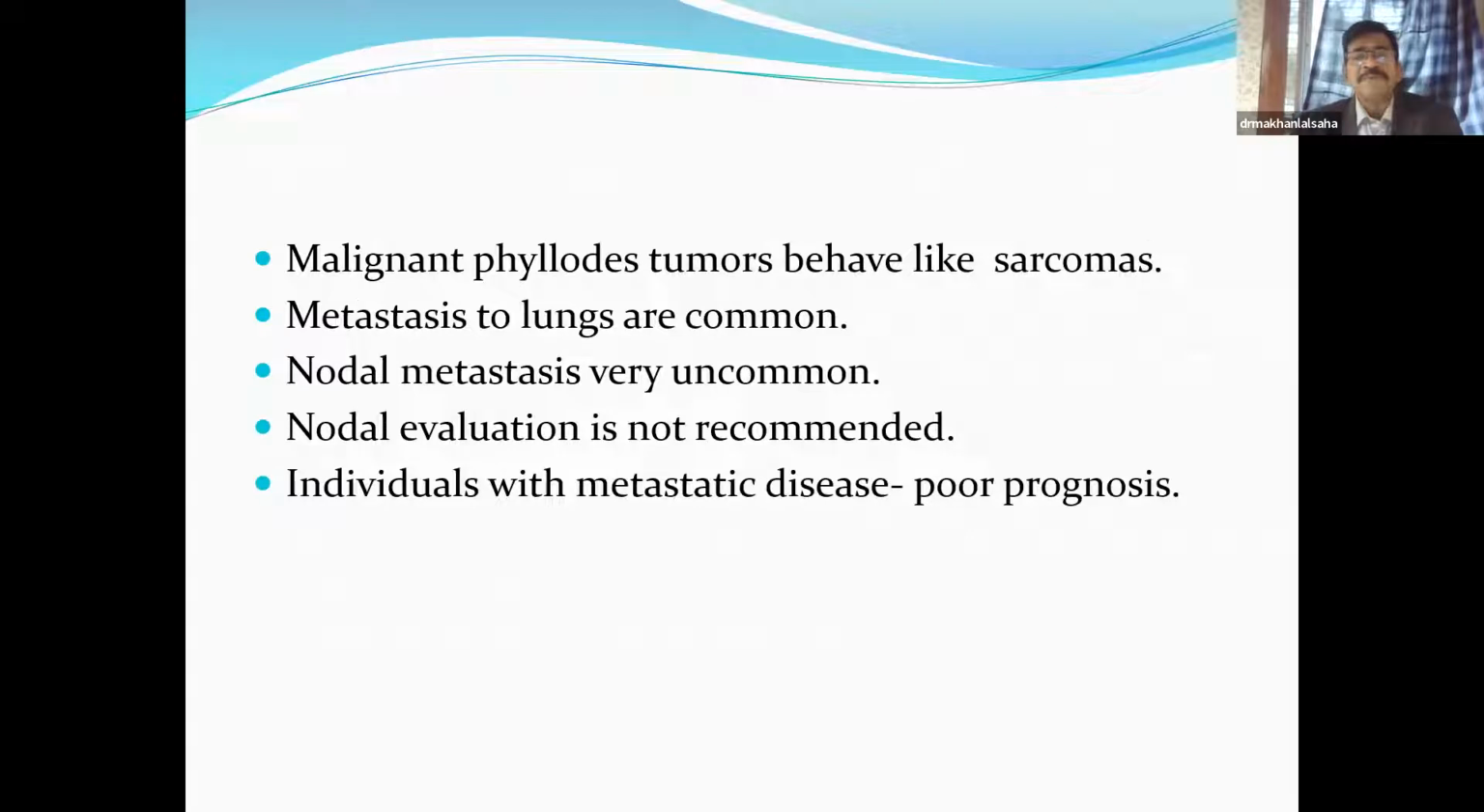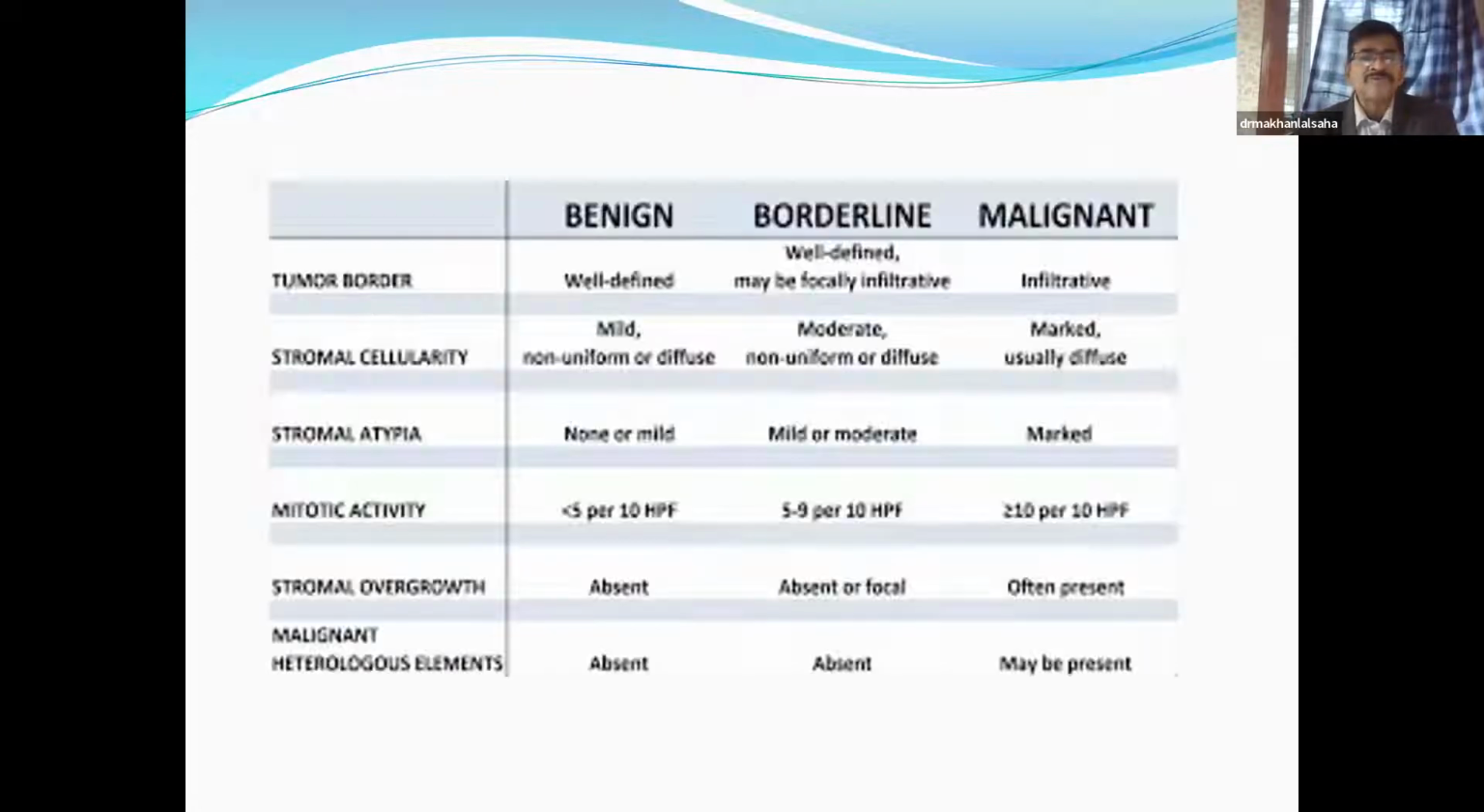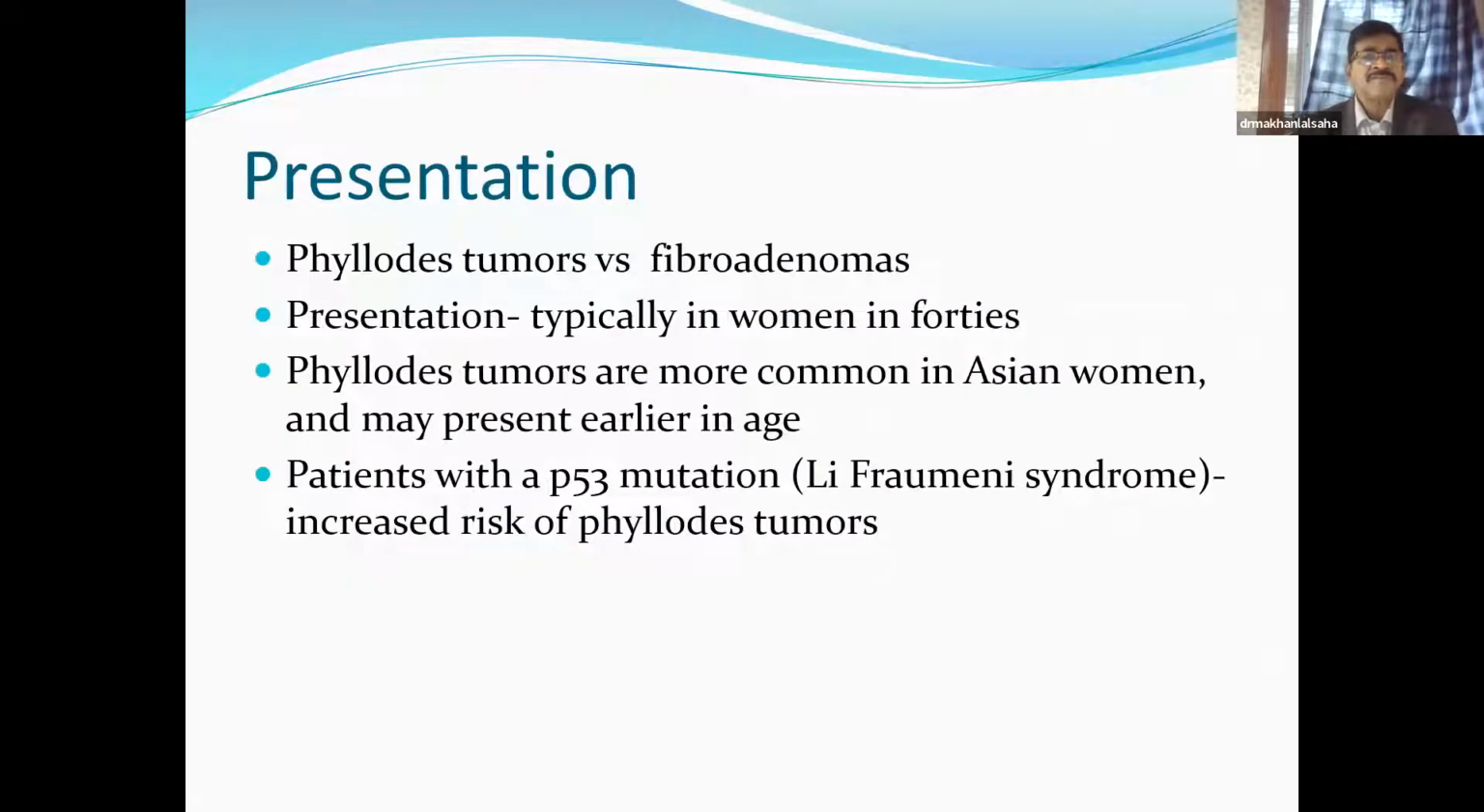Malignant Phyllodes tumors may behave like sarcomas. Metastases to lungs are common. Nodal metastases are very uncommon. Nodal evaluation is not recommended in Phyllodes tumors. Individuals with metastatic disease have a very poor prognosis. So these are the different characteristics of the benign, borderline, and malignant tumors of Phyllodes.